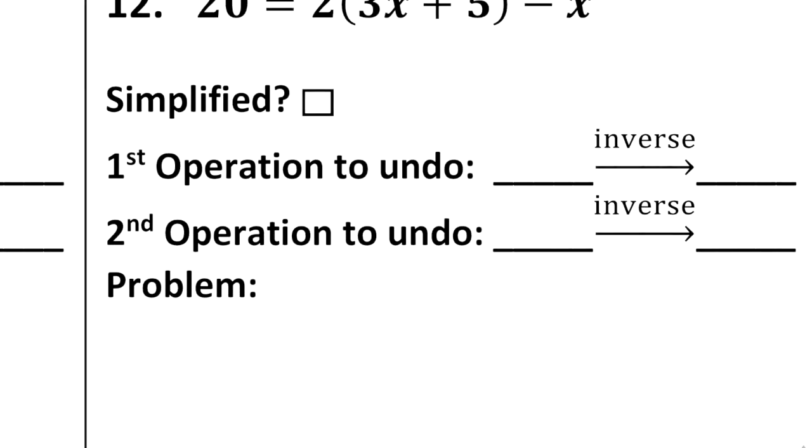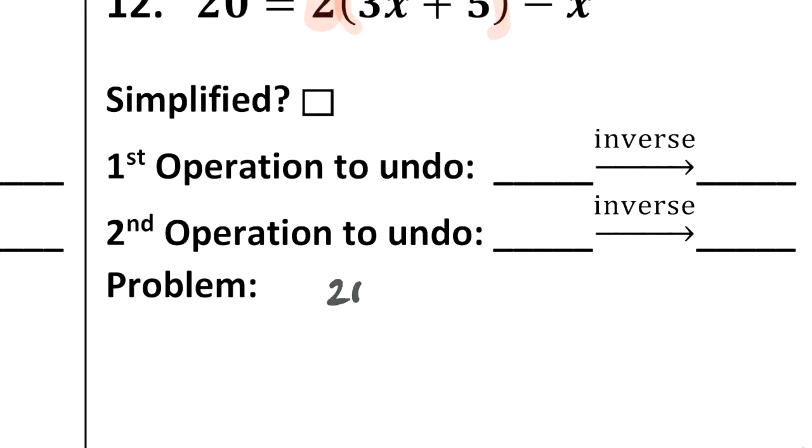Okay, is it simplified? Not yet. One of the reasons why I know it's not simplified is I've got this distributive property operation going on. So I'm going to take care of that. After that, I want to make sure there's no like terms to combine. So let's go ahead and simplify that real quick.